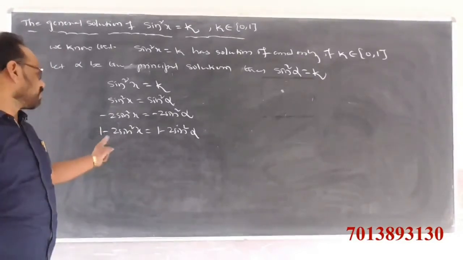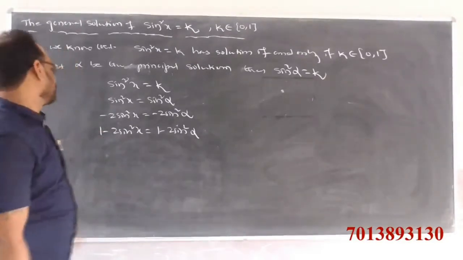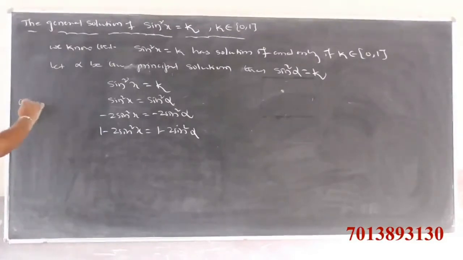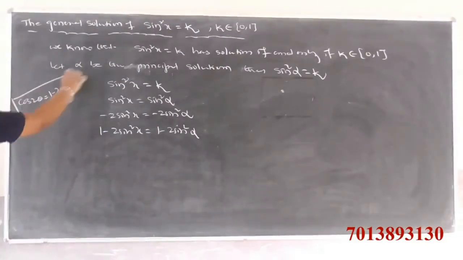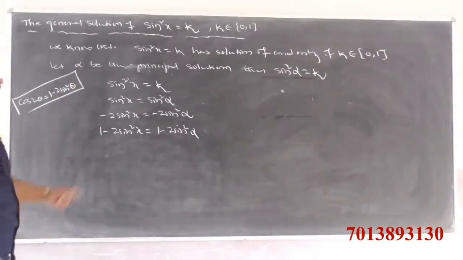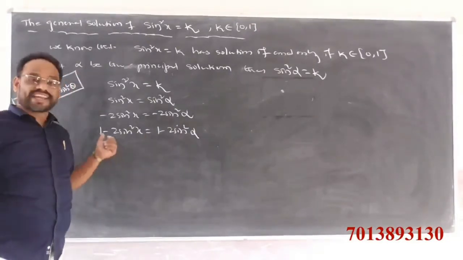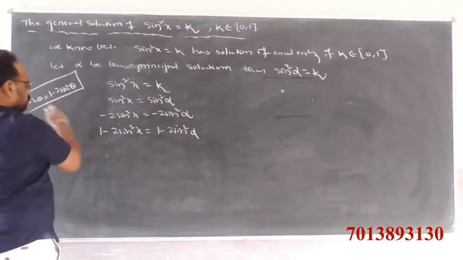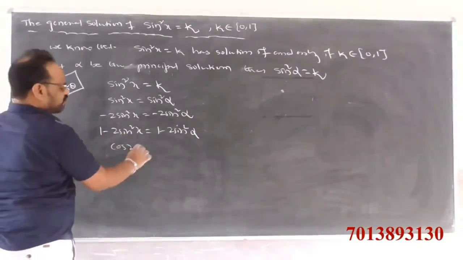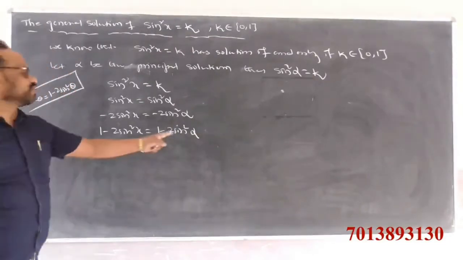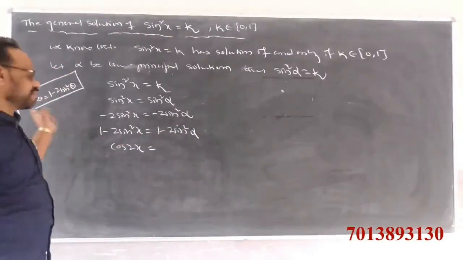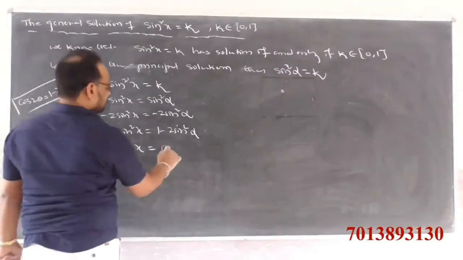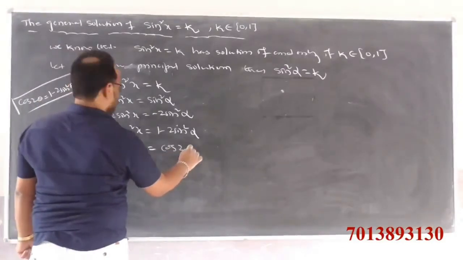Clearly, it is in the form of 1 minus 2 sin square theta. Already we know that cos 2 theta is equal to 1 minus 2 sin square theta. So 1 minus 2 sin square x can be written as cos 2x. Again, 1 minus 2 sin square theta can be written as cos 2 theta. This can be written as cos 2 alpha.